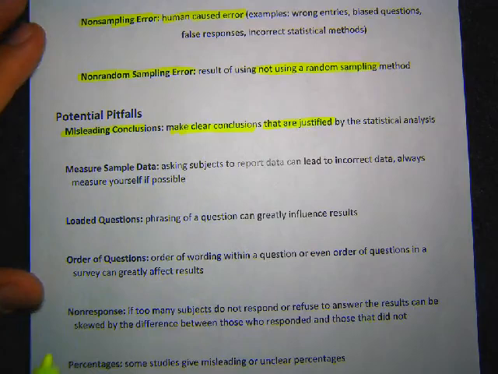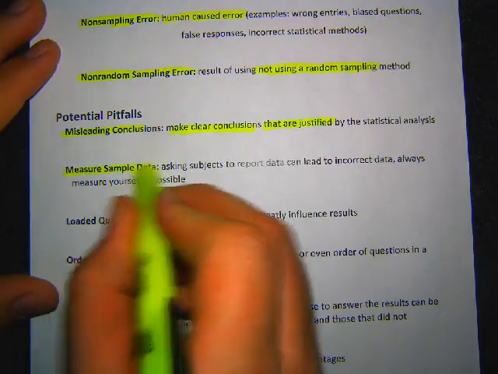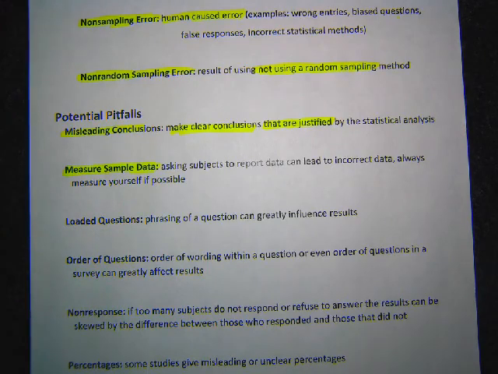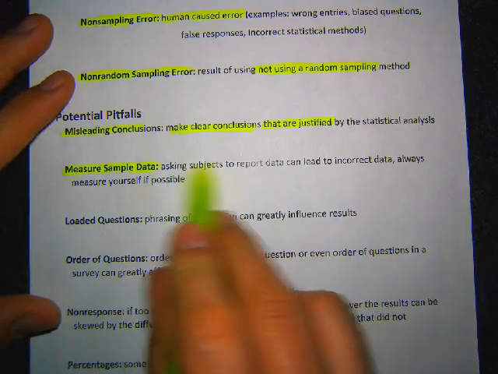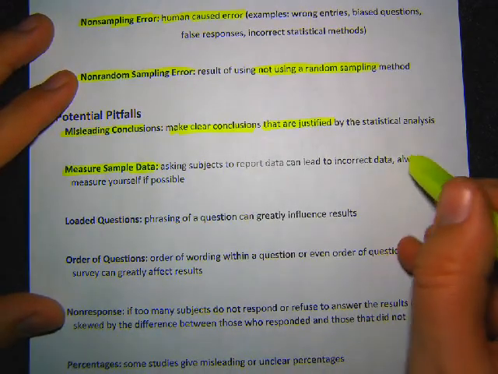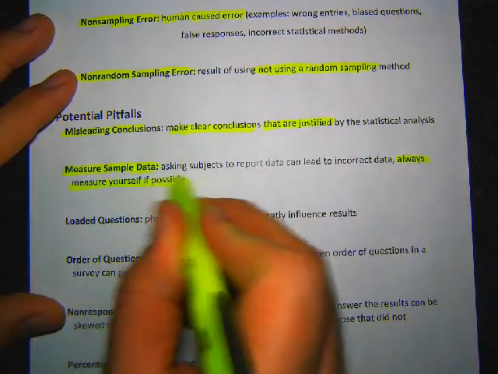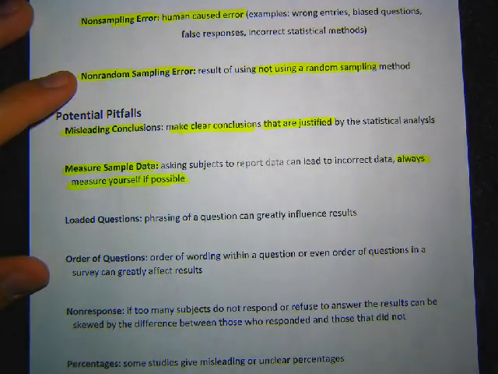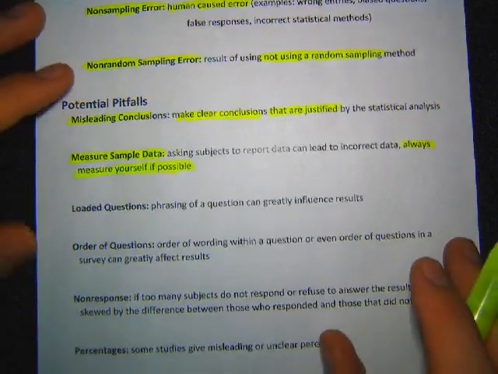Measure sample data. One thing people have found in the past is if you ask people what their weight is, they'll tell you one thing. If you stick them on a scale, you'll get a different answer, because people don't like to be honest about their weight. So don't ask the subject to report. Always measure yourself if you can. As much as you can, you should go and actually measure the values yourself to get good, accurate data.